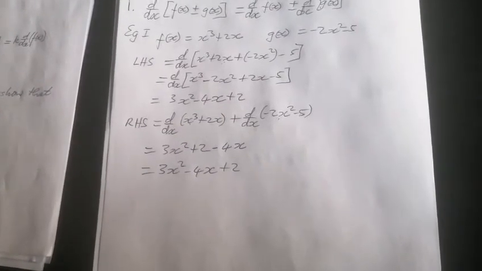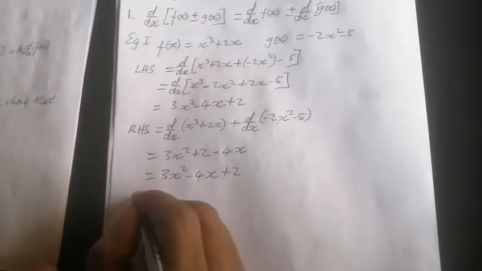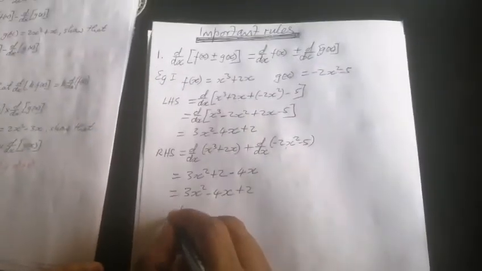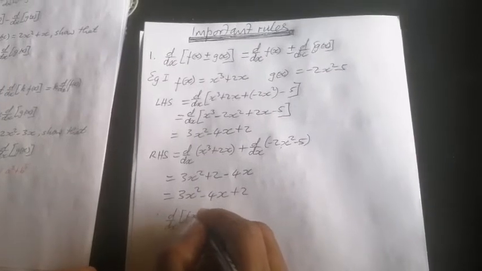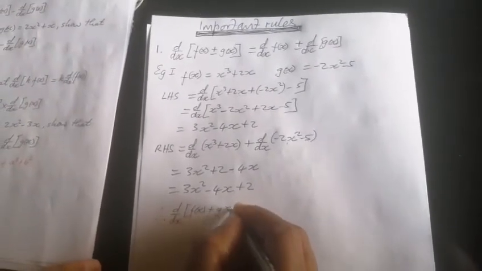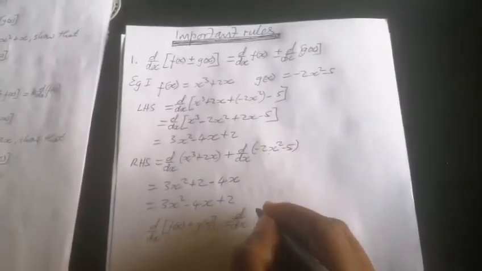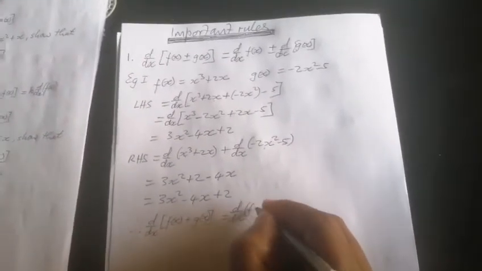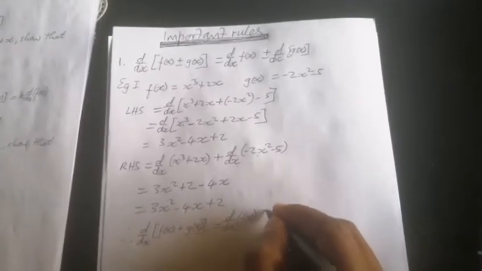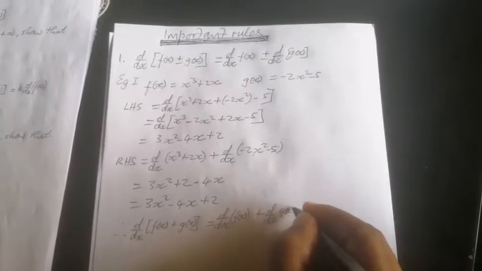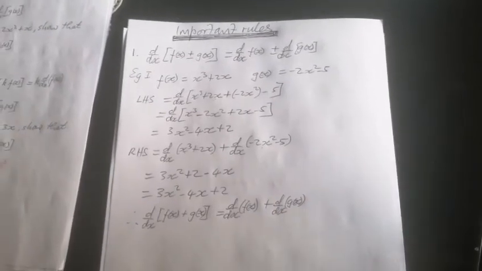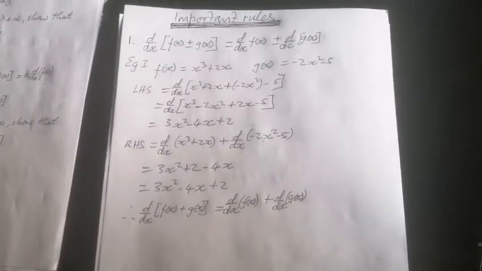Aha, you see, left hand side is equal to right hand side. So with confidence we can say, therefore, d dx of f of x plus g of x is equal to d dx of f of x plus d dx of g of x, because we have confirmed it.